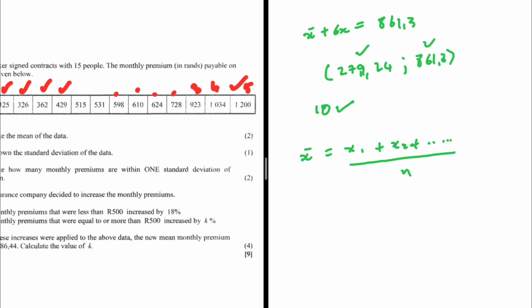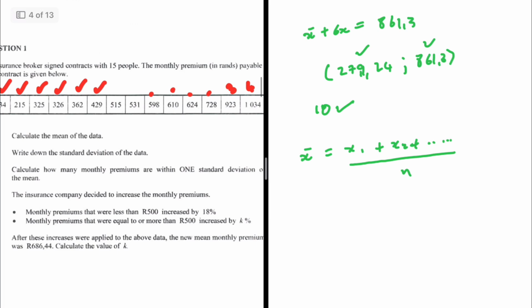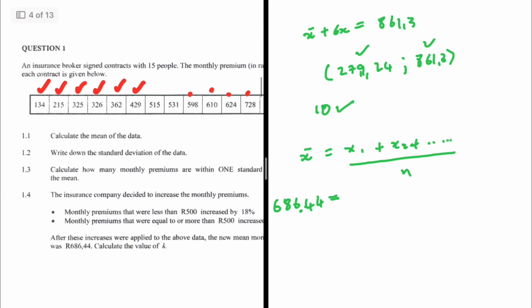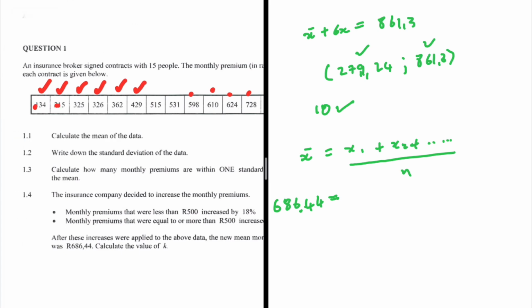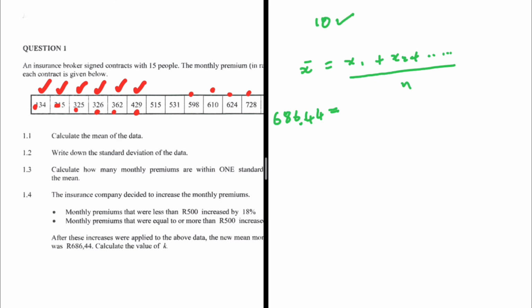So our new X bar is 686.44. This is our new X bar, and this is equal to... So let's focus on 1, 2, 3, 4, 5, 6 first. Let's focus on those first 6 data points. They all increased by 18%, right?